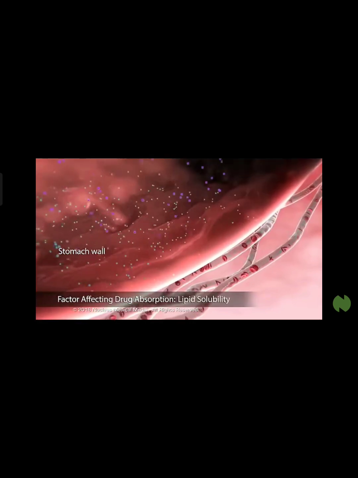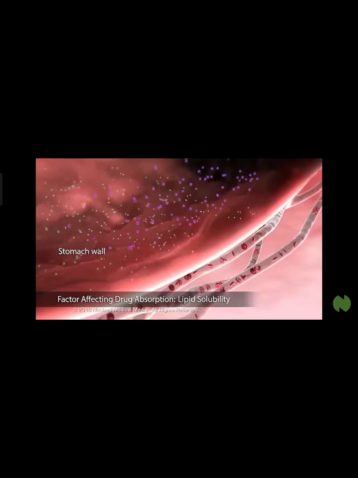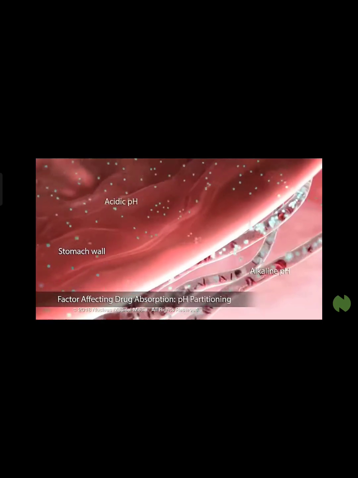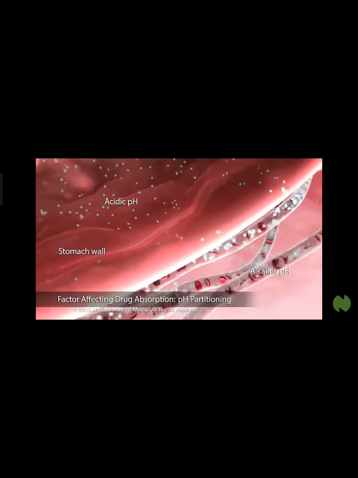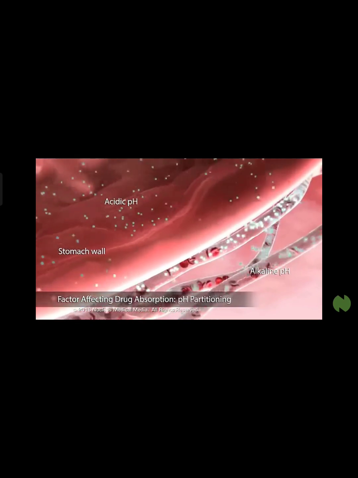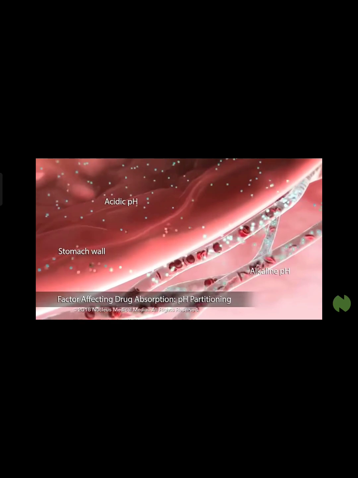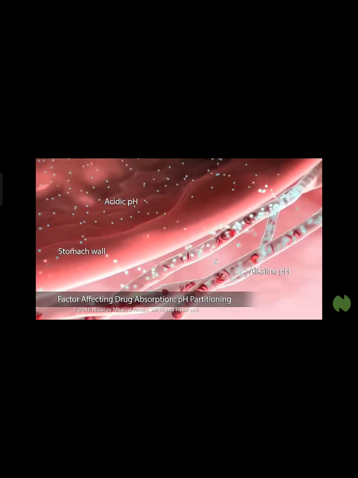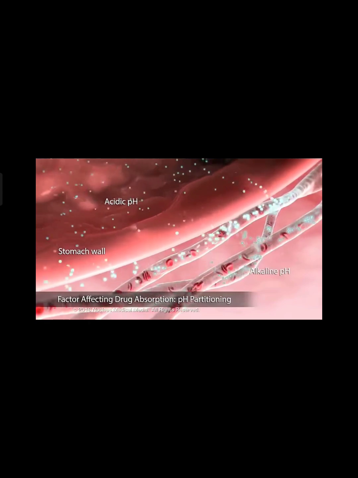Lipid solubility. Highly lipid-soluble drugs pass through the phospholipids in the cell membrane more easily than drugs of low lipid solubility. And pH partitioning. Absorption is faster when the difference between the pH at the site of administration and the pH of the plasma attracts more drug molecules to ionize in the plasma.